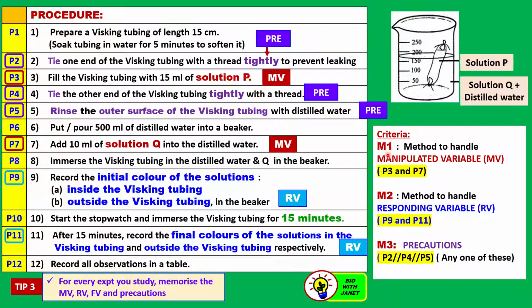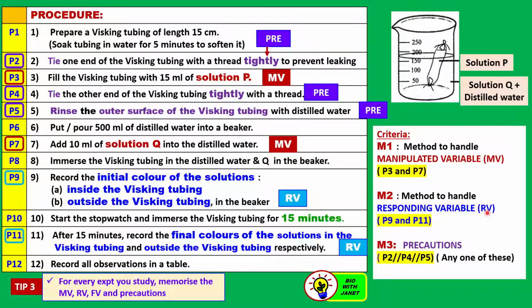The first mark, M1 or P1, is the method to handle the manipulated variable. Okay, so the examiner will mark here. Okay, P3, you have P3, right? You talk about solution P being put into the whisking tubing. But not only that, you must have P7, add 10 ml of solution Q into the distilled water in the beaker. So if you mention how you handle solution P and Q, then your MV is complete, you get 1 mark.